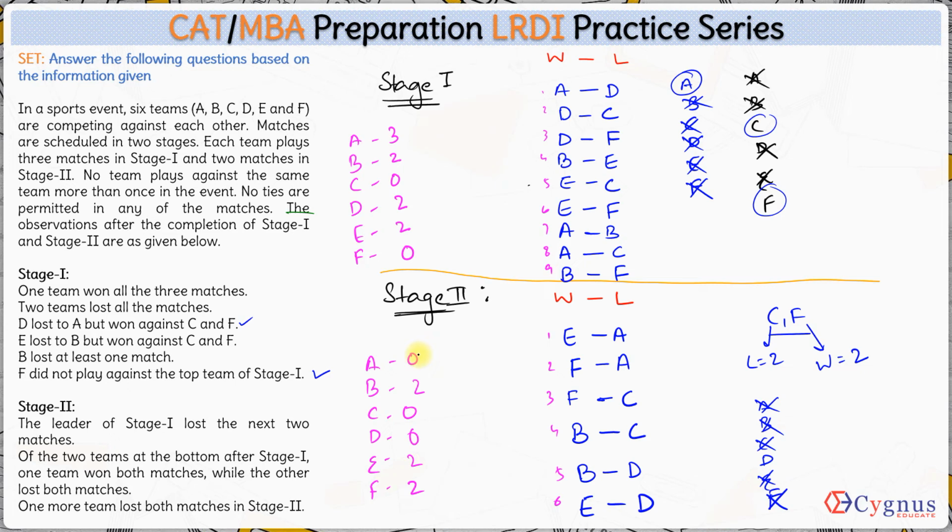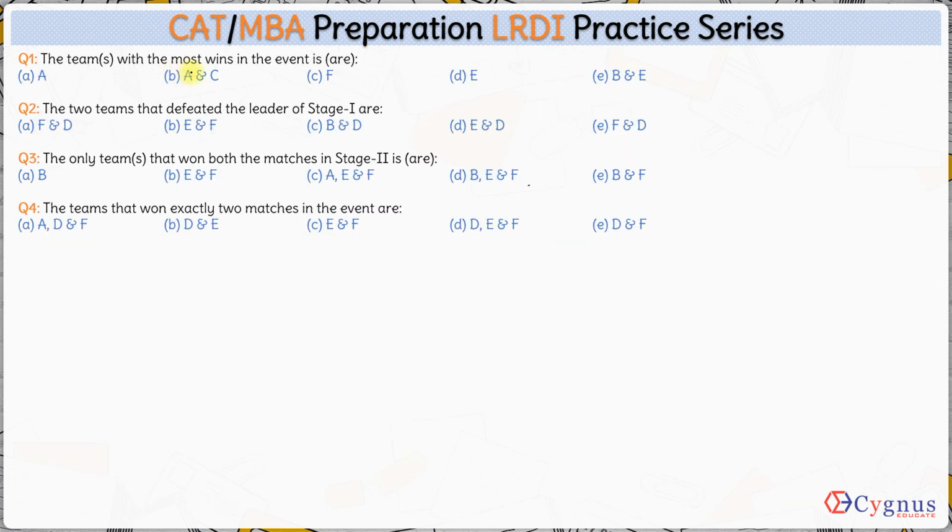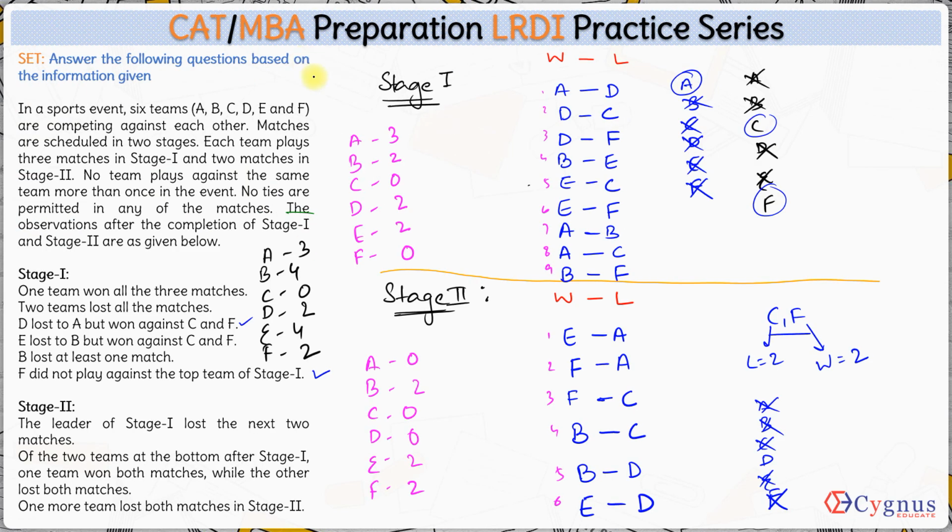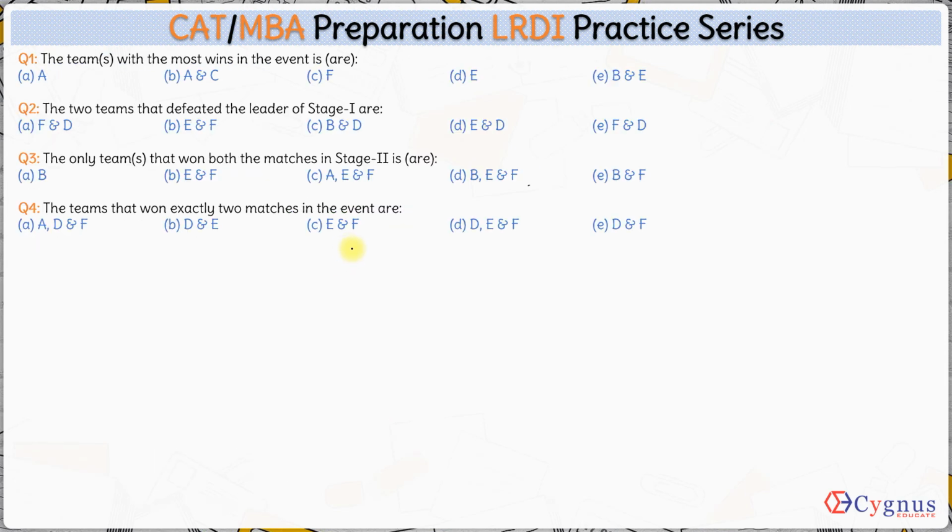So let's figure out the total for A, B, C, D, E and F. A wins a total of 3 matches, B has 1 plus 2, 4 matches, C wins 0 plus 0, 0 matches, D wins 2 plus 0, 2 matches, E wins 2 plus 2, 4 matches and F wins 0 plus 2, 2 matches. This is the total number of wins. So the first question is, the team or teams with the most number of wins in the event. For most wins we have B and E. There are 2 teams which win 4 matches each. So the answer will be option E, B and E over here.